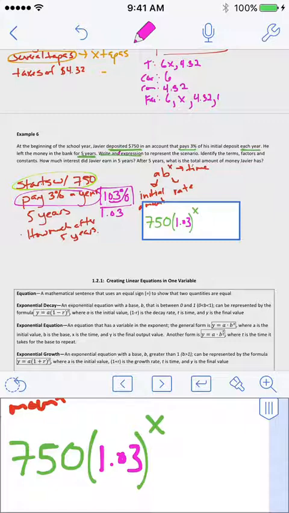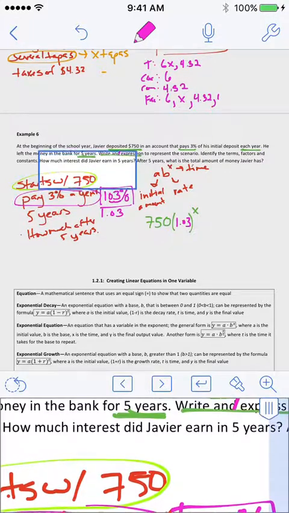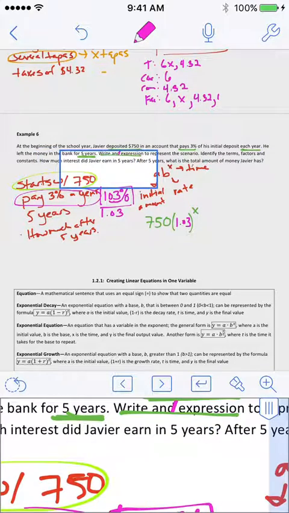Okay, so we have the expression. Check on the first part. Now they want us to use it. Let's answer the second question. How much interest does Javier earn in 5 years?